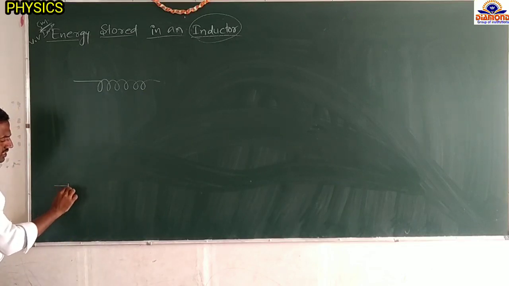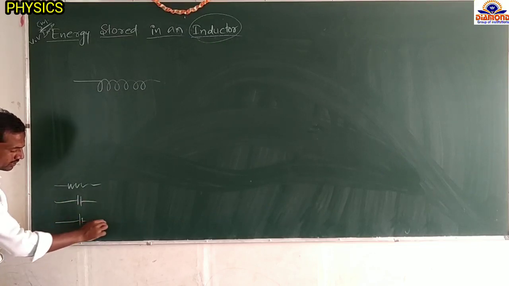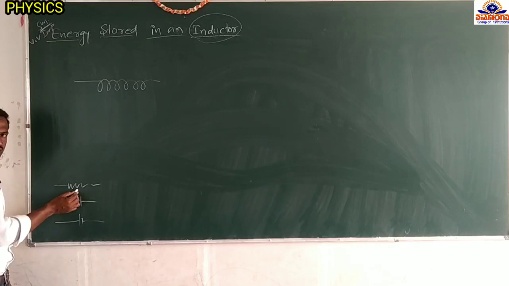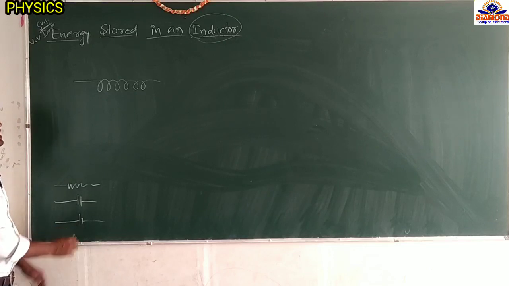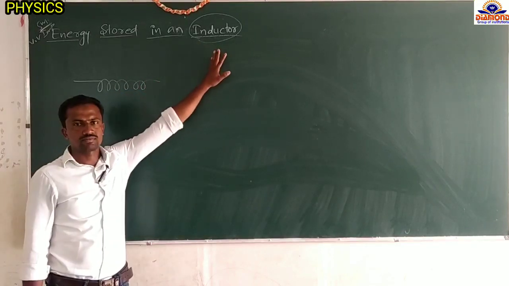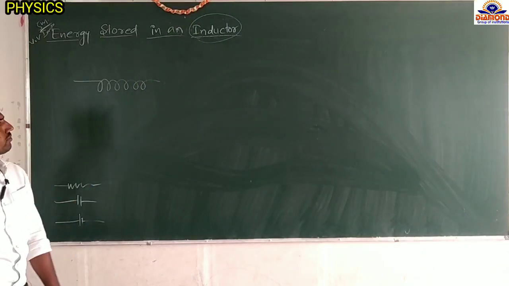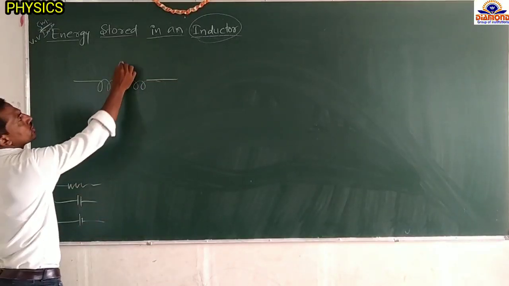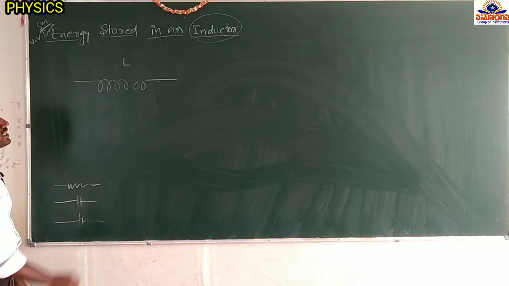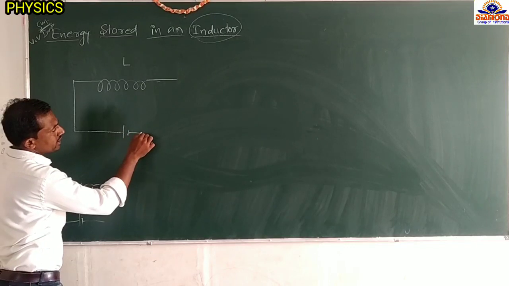In third chapter we discussed the symbol of resistor is this one, symbol of capacitor is this one, okay, symbol of cell is this one, okay, this is the symbol of resistor, this is the symbol of capacitor, this is the symbol of battery, okay, this is the symbol of inductor, and which opposes the change in current in the circuit. Consider an inductor. It is denoted by L. This inductor is connected to a battery and key.